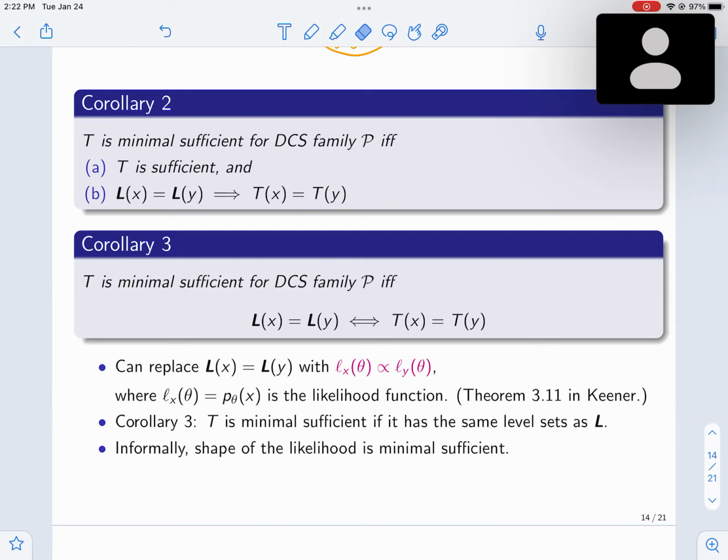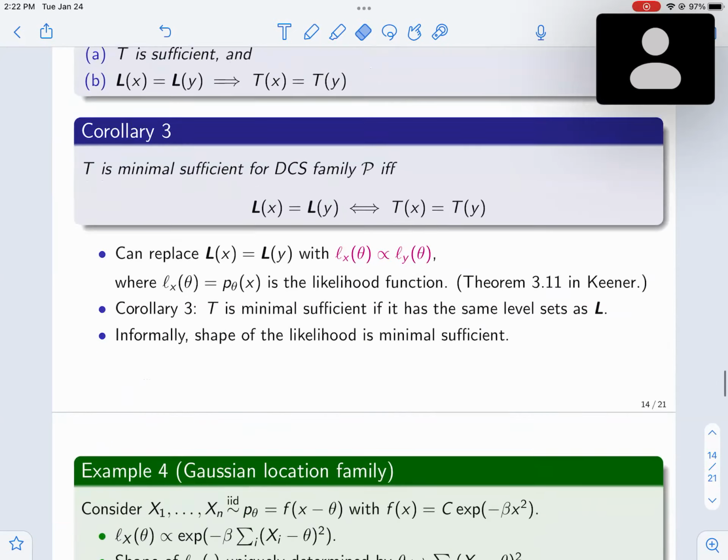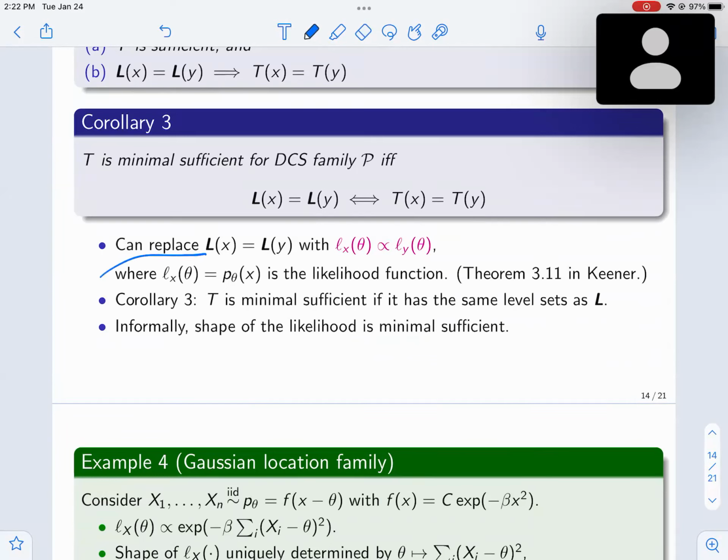Another thing that we can do is replace this L of X equal to L of Y with this notation, which is what Keener uses. I just want to mention that you can get basically 10 different versions of the same thing if you write it differently. So this notation is P theta of X. Remember, if I look at this density as a function of X, it's a density. If I look at it as a function of theta, it's the likelihood. So usually we write this as L sub X of theta because we're now looking at it as a function of theta. It's the same thing, just the notation reinforces the idea that we're looking at it as a function of theta.